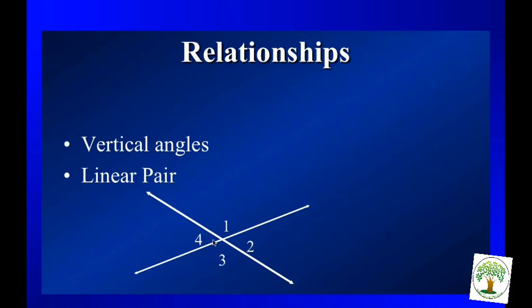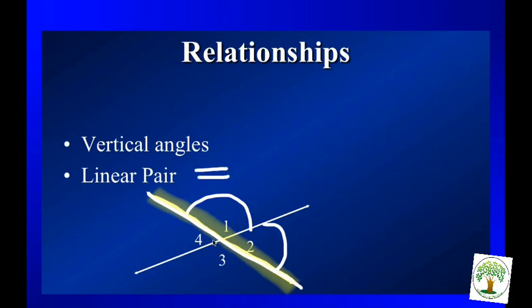Linear pairs. What kind of angle did I just emphasize there? Straight. Straight angles are what degrees? 180. By the angle addition postulate, this angle plus this angle will be 180 degrees. So linear pairs always add up to 180 degrees.